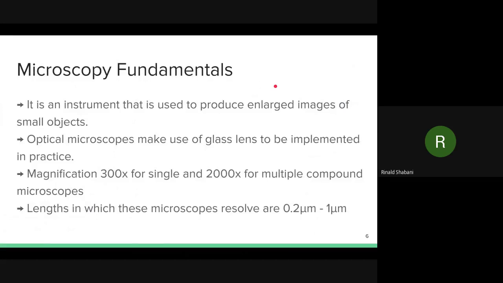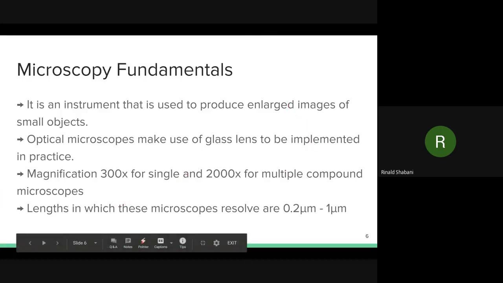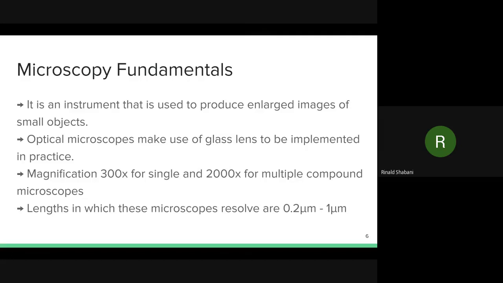So in this slide, we have just some basic information about optical microscopes. A microscope is an instrument that is used to produce enlarged images of small objects. Optical microscopes make use of glass lenses to magnify the specimen. Magnification can range anywhere between 300 and 2,000 times, the latter of which is for compound microscopes, which use multiple lenses in succession. And these microscopes can resolve anywhere between 0.2 and 1 micrometer in length.